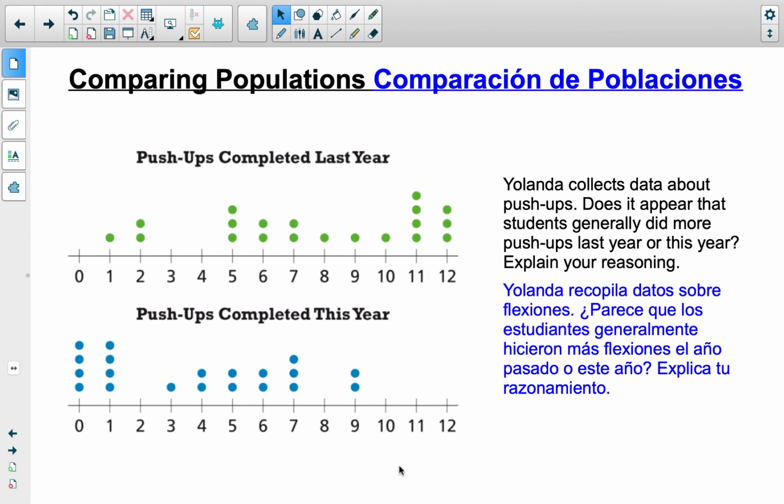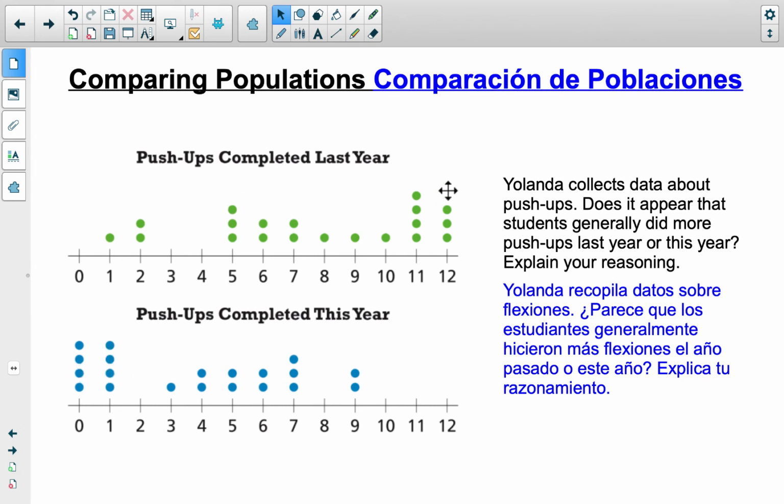Now, immediately what I'm seeing is last year, people seem to be able to do more push-ups, right? The dots are flowing way more to the right than down here. We have a higher maximum, right? No one got past 9 last year, but this year we have a 10 here, a bunch of 11s, and a bunch of 12s. The mode's actually 11 here, when the mode the previous year was 0 and 1.